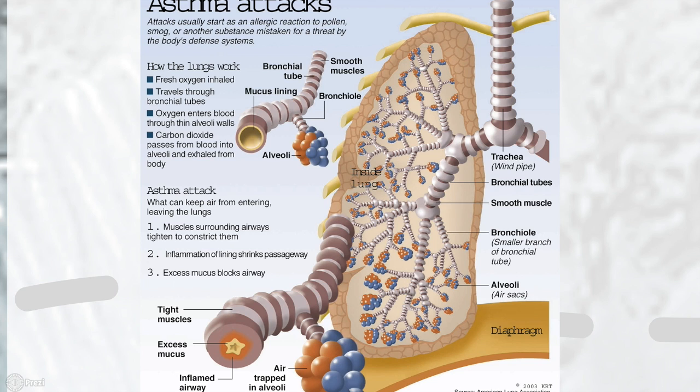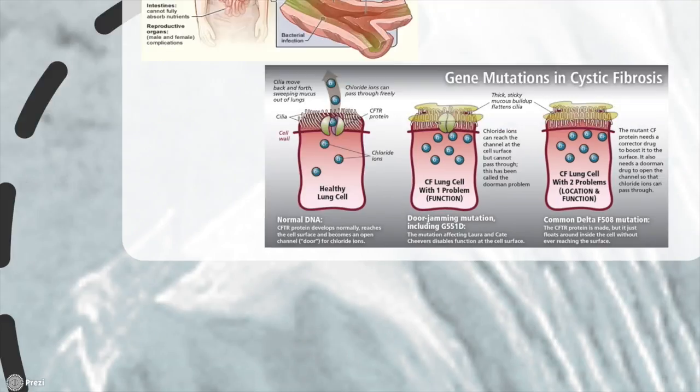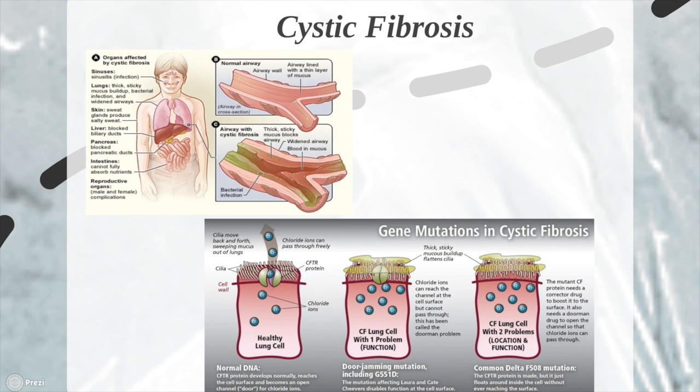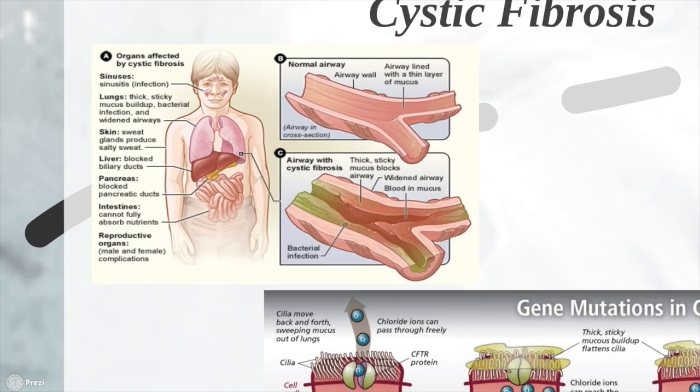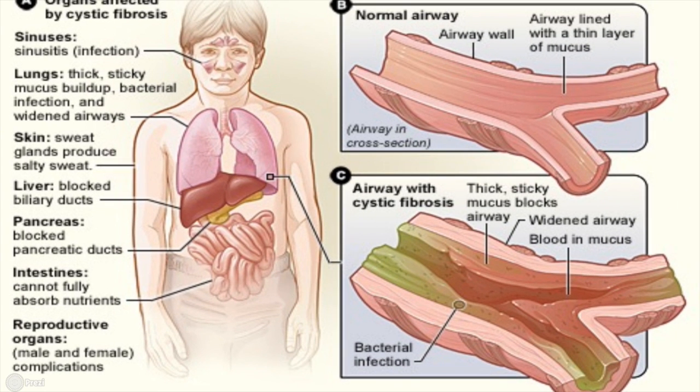If you are unable to breathe, less oxygen will be in the blood, and without aggressive treatment, asthma may lead to death. Cystic fibrosis is a life-threatening disorder that causes severe damage to the lungs and digestive system. An inherited condition, it affects the cells that produce mucus, sweat, and digestive juices.